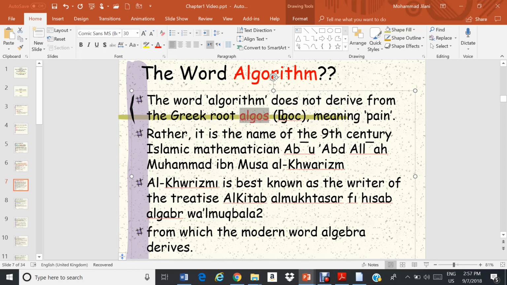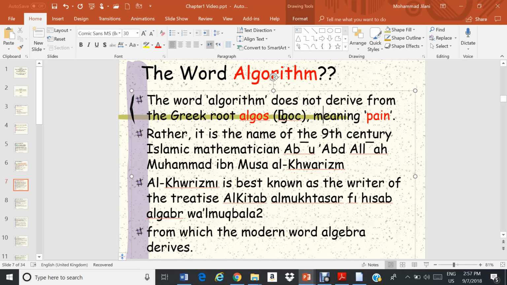Although algorithms sometimes could be really painful, that's not why algorithms are called algorithms. They could be painful for those who don't understand them, but they could be really fun if you get into the habit of creating and designing algorithms, then you will be absolutely great. So it's not really pain. But the name comes, interestingly enough, from a 9th century mathematician.